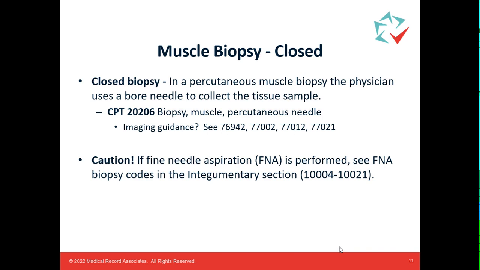If your provider does an FNA or fine needle aspiration biopsy rather than that larger bore needle biopsy to collect that tissue sample, then you're going to want to refer back to the FNA biopsy codes, which are located in the integumentary section of CPT, and you'll find those at 10004 through 10021.